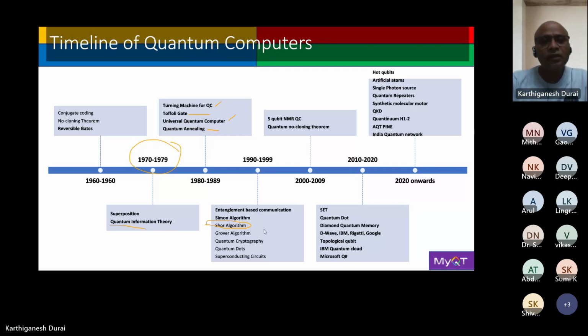Is it clear? Then in 1994, Grover's algorithm was introduced. Then quantum cryptography was introduced. Quantum dots. Remember, I told you about room temperature. Then superconducting circuits. All those things were introduced. See, the superconducting circuits were introduced in 1998 or 99, during that period. After that, IBM started research. Maybe IBM might have started researching earlier, but after the superconducting circuits, IBM built their quantum computer in 2007, if I'm not wrong. Then the 5-qubit NMR QC.